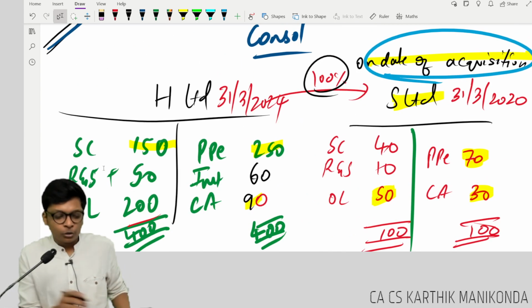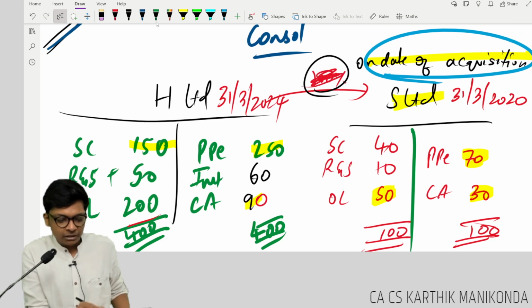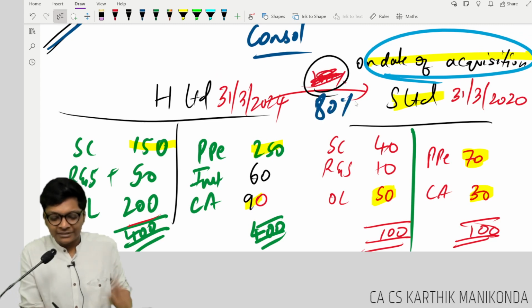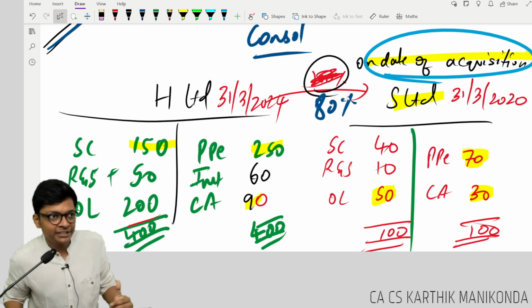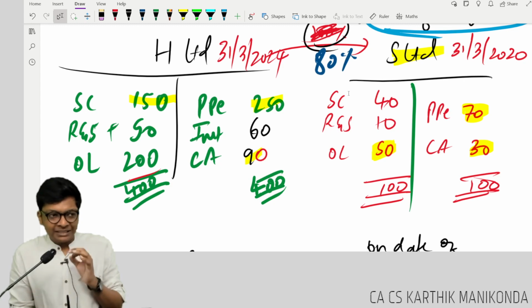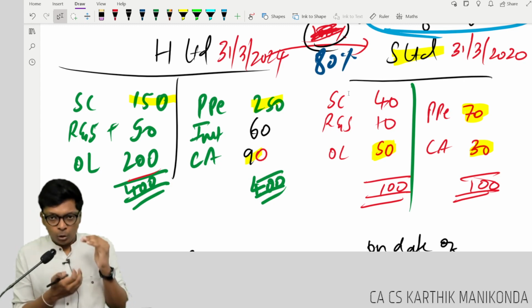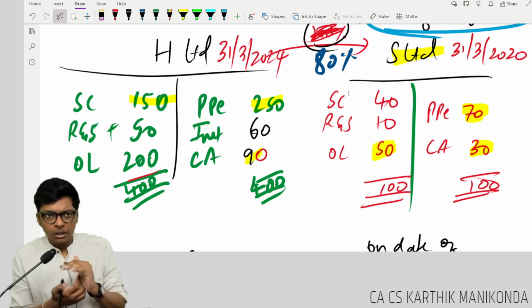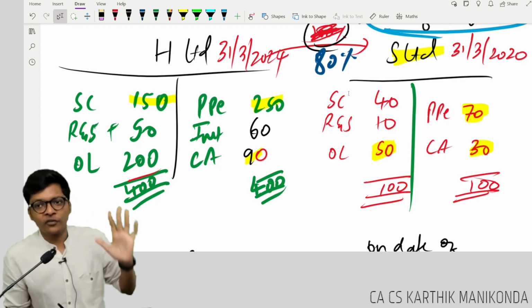So then what change are you doing? Instead of 100%, you are acquiring 80%, that's the change. Same question, but I am changing it to 80%. Are you following, guys? Understanding? Now this is the last example, promise. Once this example gets over, steps will get over, consolidation over for you guys.